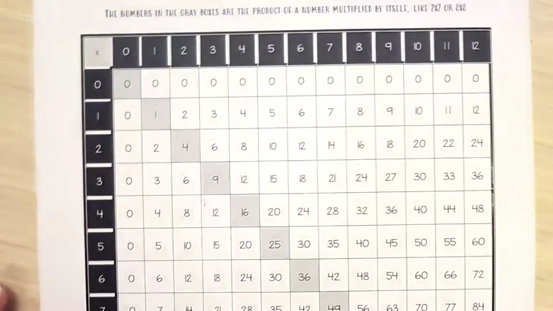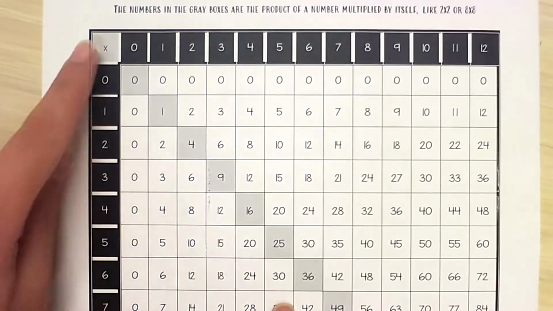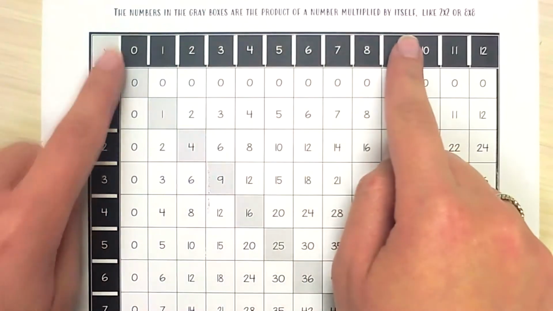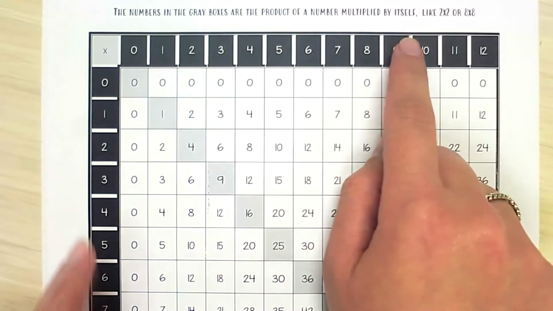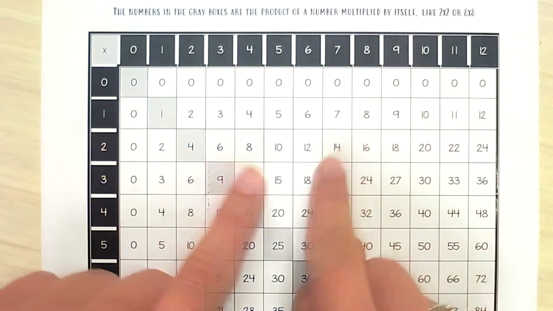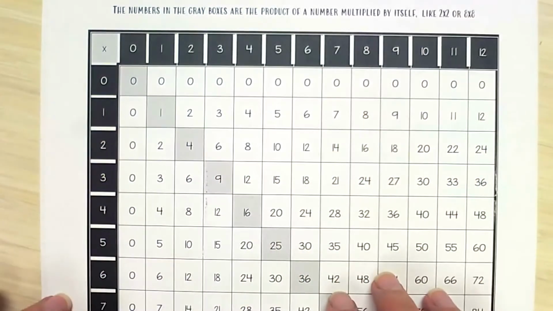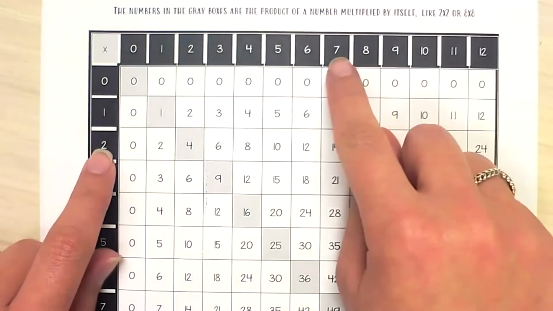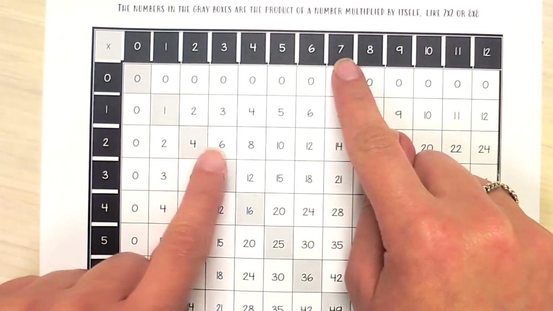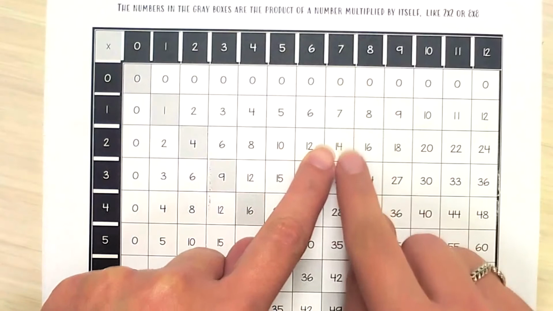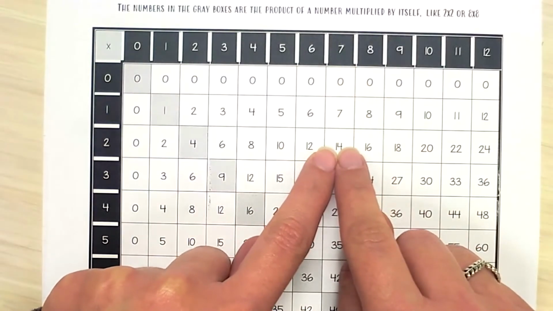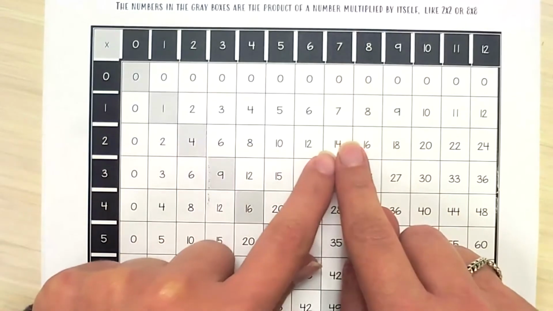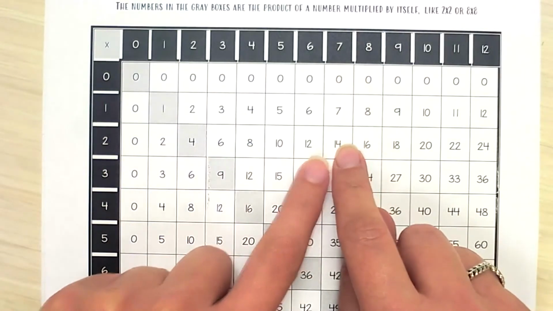The way this works is you're going to have your factors across the top bar and down on the left side. And you're going to see where they match up, where they overlap, and that's going to be where your product is. So if I want to find the product of 2 and 7, I'm going to trace my 2 all the way across, and I'm going to trace my 7 down, and the number where they meet is going to be my product. So 2 times 7 is equal to 14.